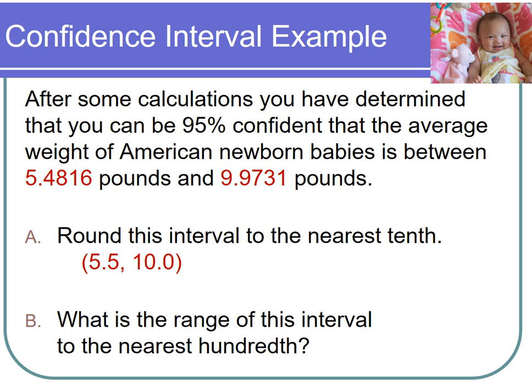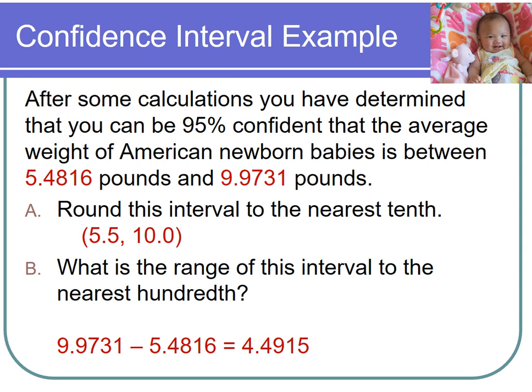So to find a range, what we have to do is subtract. We take the larger number, 9.9731, minus the smaller number, 5.4816. And I put that in my calculator, and when I subtracted, I got 4.4915. And that is a number we're going to have to round to the nearest hundredth.